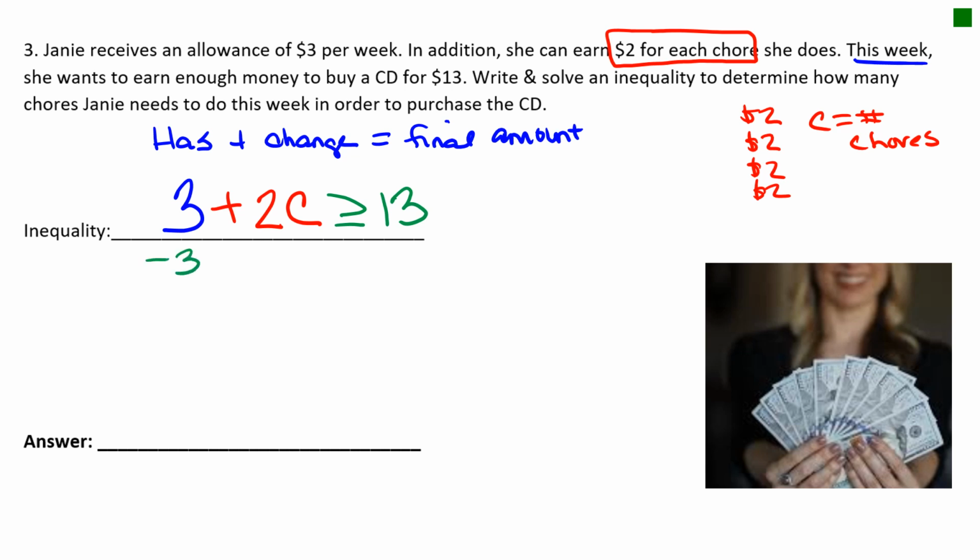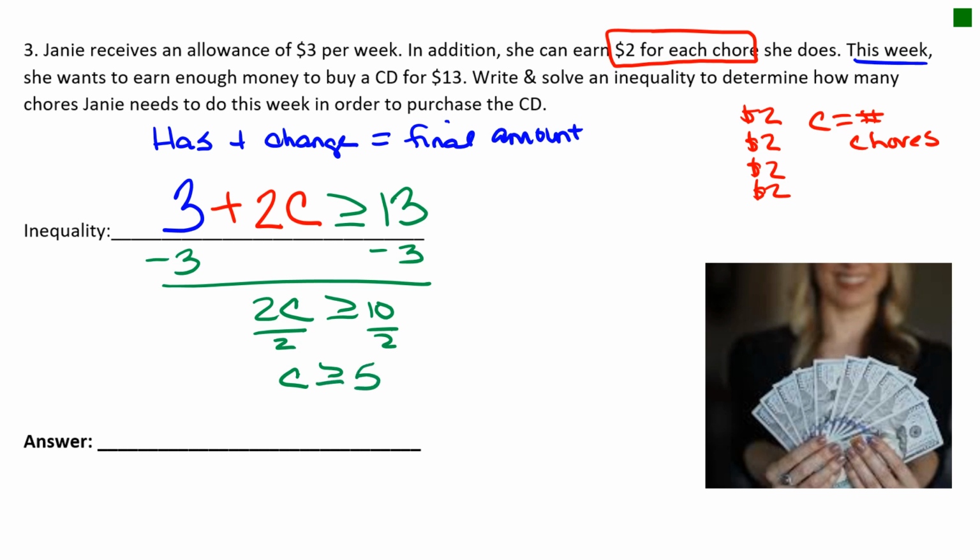So we're going to subtract 3, subtract 3. We have 2c is greater than or equal to 10, divide by 2. C is greater than or equal to 5. So she must do at least 5 chores because the number of chores is bigger than or equal to 5.